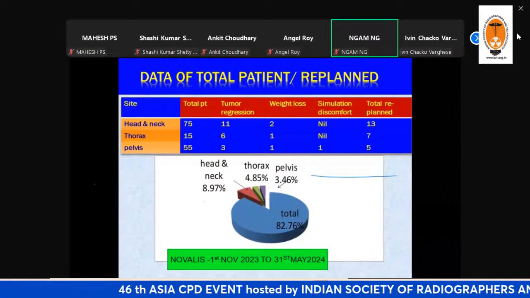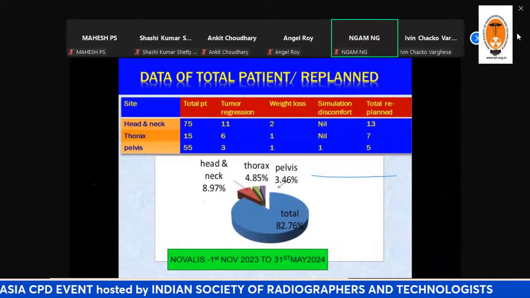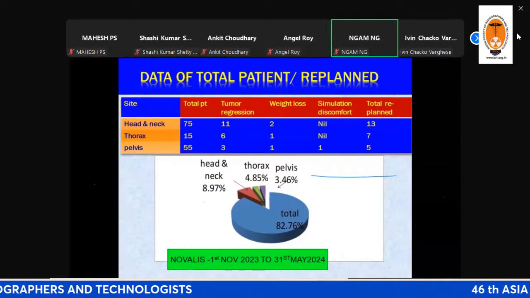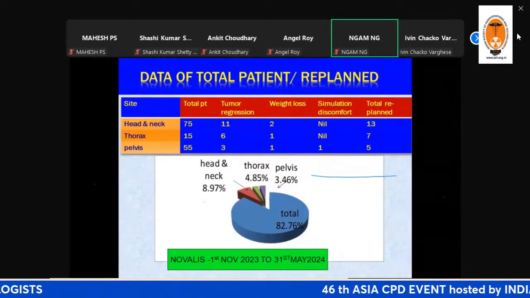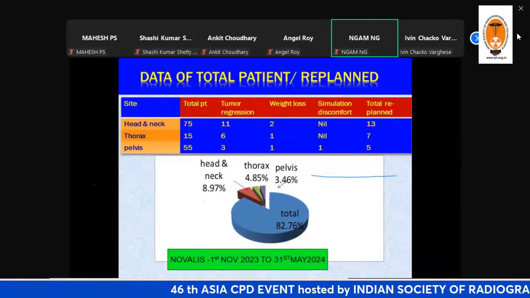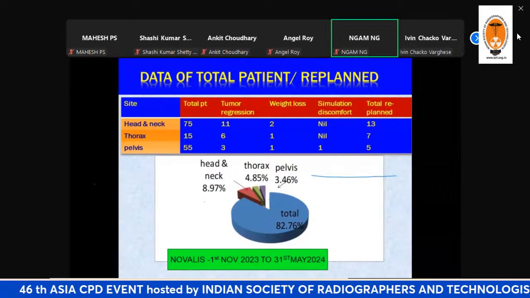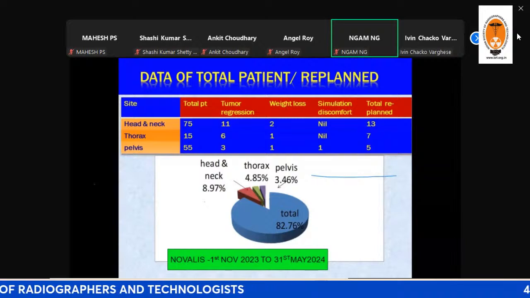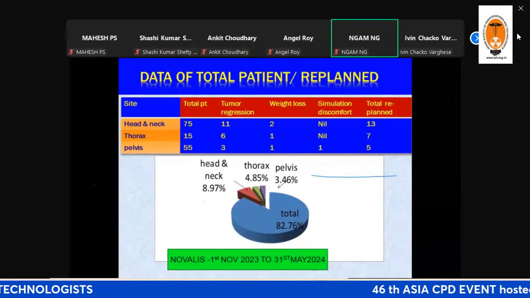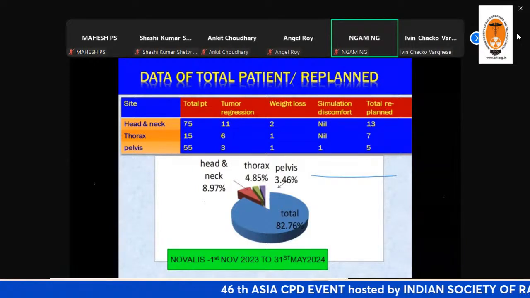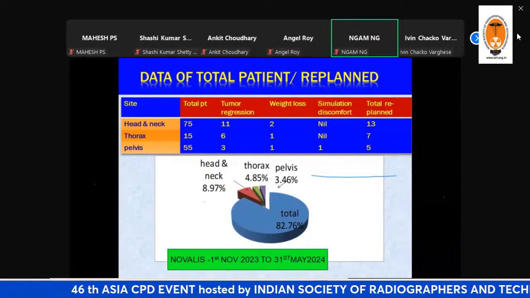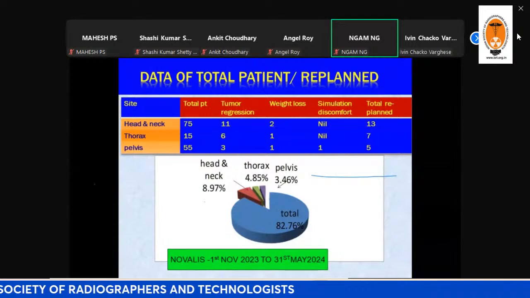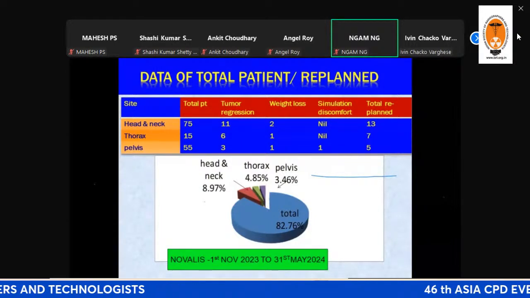Similarly, for thorax, we have taken 15 patients, but tumor discomfort in simulations, and total replanning was done in 7 patients out of 50 cases. Rectum and prostate cases: tumor regression in 3 cases, and we have replanned 5 patients out of 55 patients.